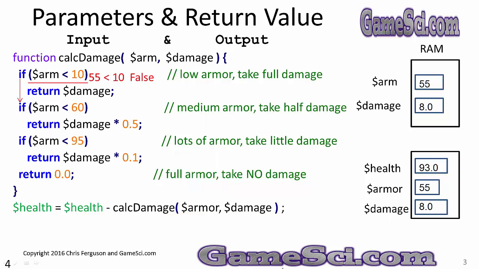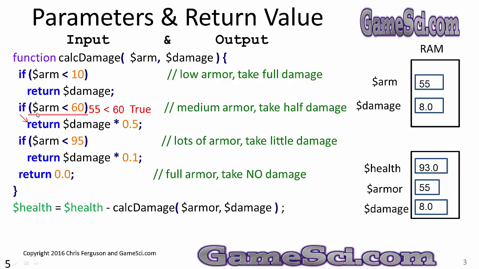Now we have our input, 55 and 8.0. We're going to look at that input and see what we should do. Our current value in arm is 55. 55 is less than 10 is a false statement. If arm was less than 10, we had very little armor. We should take full damage. But 55 is greater than 10, so we shouldn't take full damage. We do have some armor. So what's going to happen here is we'll go to the second if. Notice how when this first if was false, it skipped to the second if.